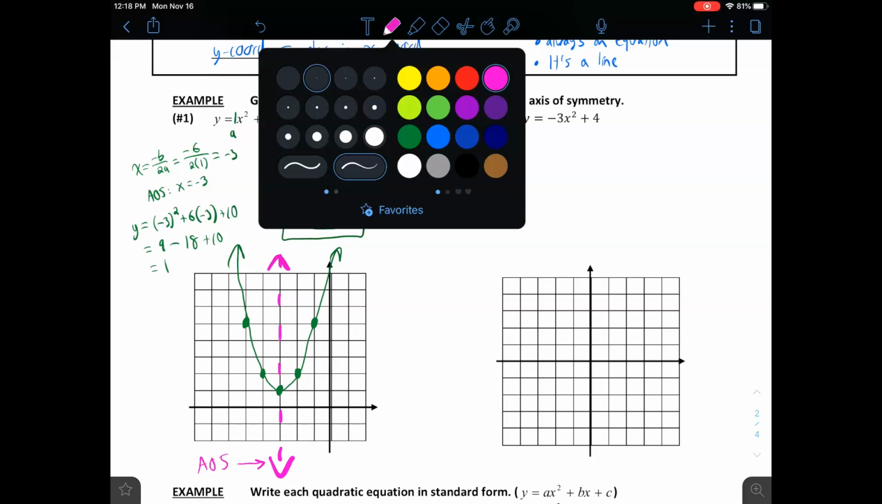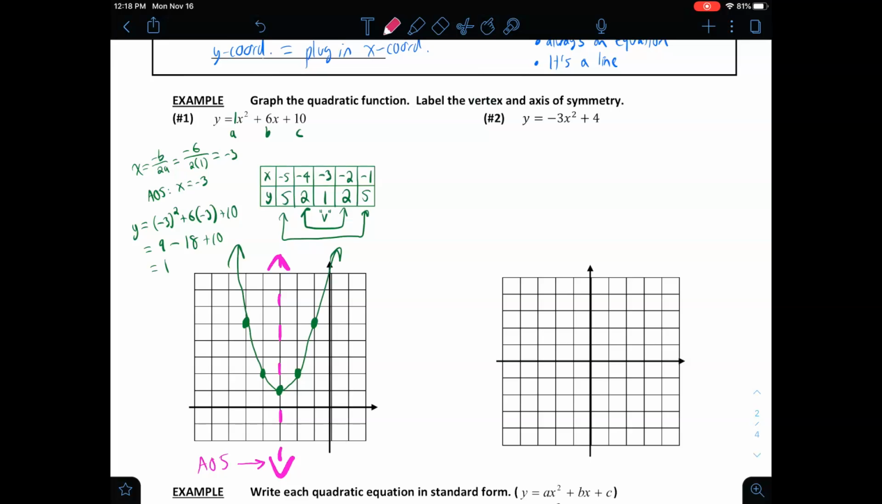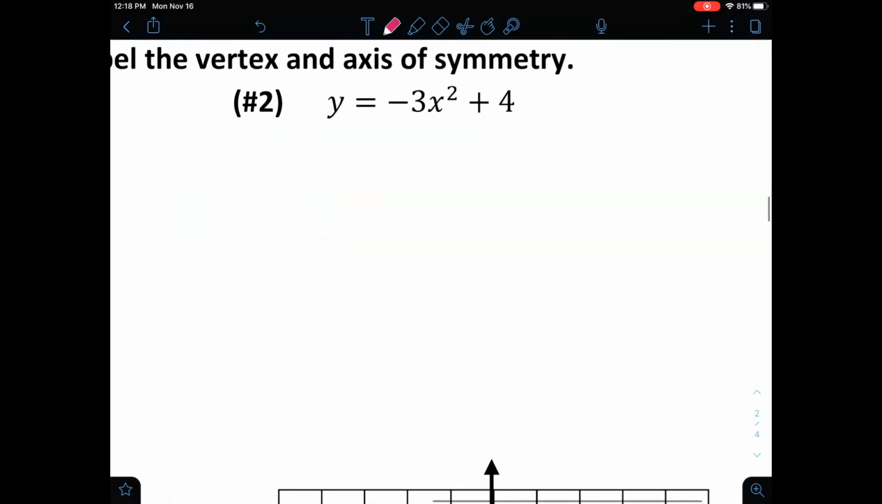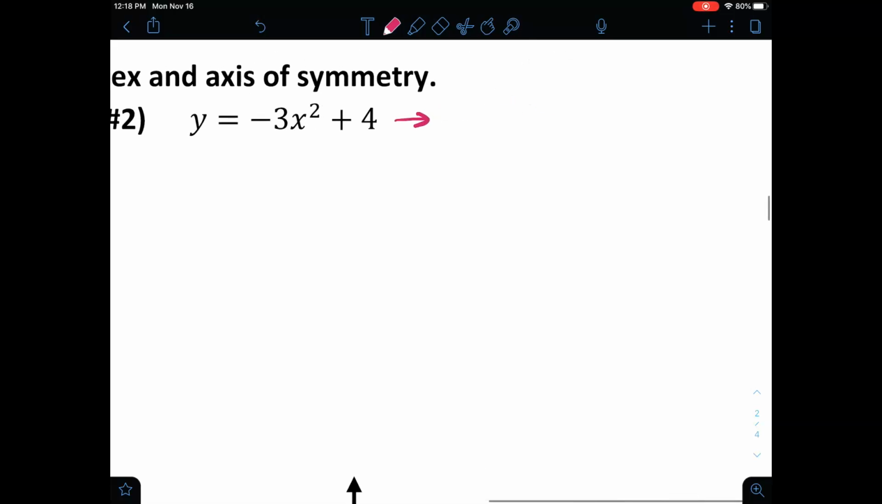All right, welcome back. Let's do it. Let's use this pink here. All right, we have y equals -3x squared plus 4. So we need to write our new equation so that we can see our a, b, and c nicely, which is y equals -3x squared is good. We do not have a b value, so we're going to have 0x, and then c is a number all by itself. So this is our a, b, and c.